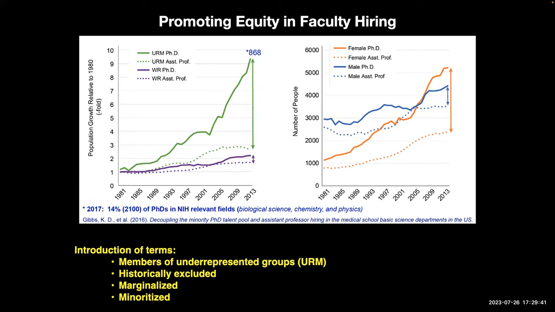There are different ways to talk about people who have been historically excluded from participating in academic STEM. There are members of underrepresented groups, ERM, which is the term that the NIH typically uses. I'm going to use historically excluded to demonstrate the point that structures and institutions have produced policies that have historically excluded these populations. But other people also use marginalized and minoritized to emphasize the point that they are not minorities in our population because they are fewer in number. Structurally, they have been placed at a disadvantage in our system.